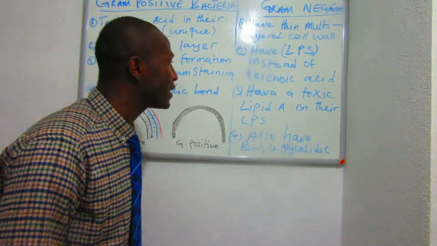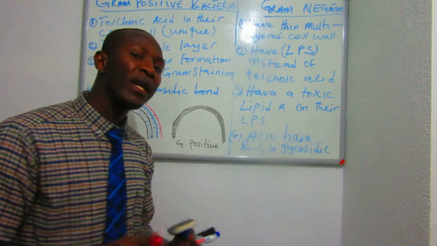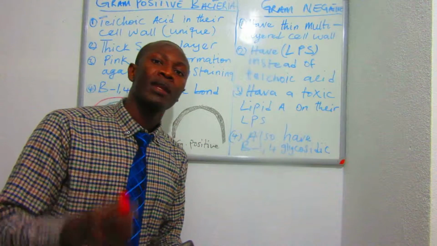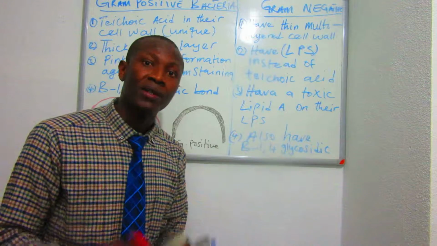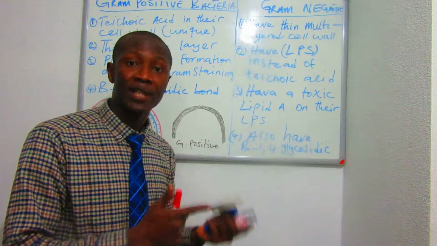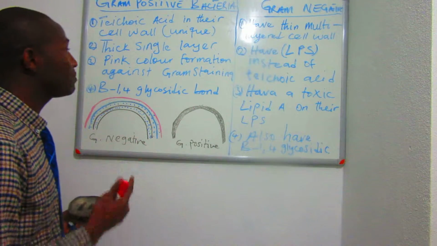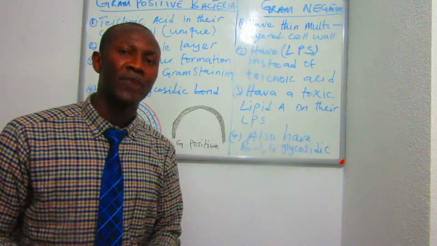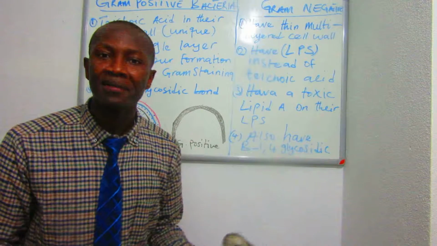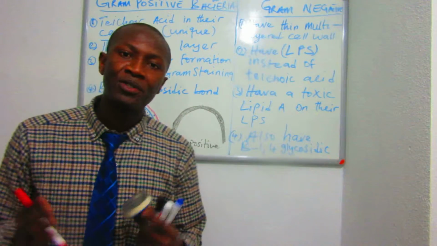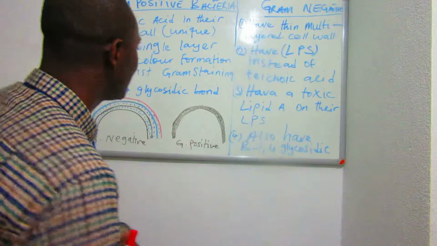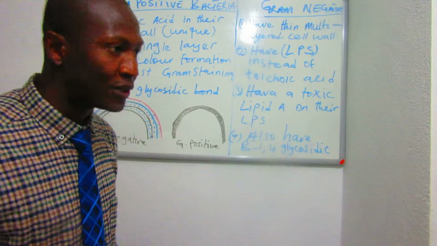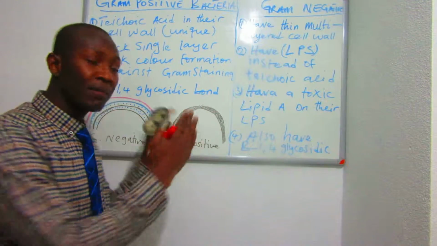Whereas the gram-negative bacteria show violet or red formation. They show red coloration against the gram staining. So this is another basic difference between these two. However, with all these differences, they all still have a cell wall. But there's something unique about these two bacterial types. They both have a bonding pattern that we call the beta-1,4 glycosidic bond. This bonding pattern is common to both bacterial types.